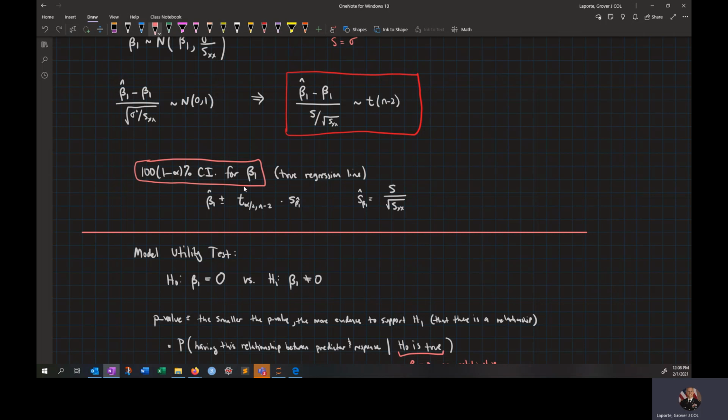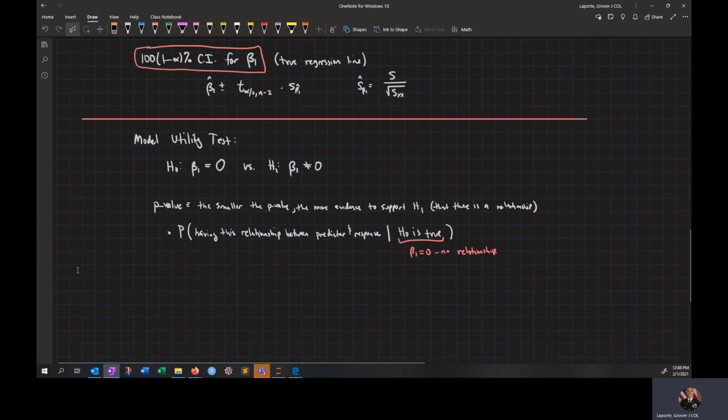Again, remember what a confidence interval is. Go back and check those out. Check out the wording on it. It's if you did this 100 times, 95 times, you'd capture the true value of beta 1. Okay, and the next one is the model utility test.